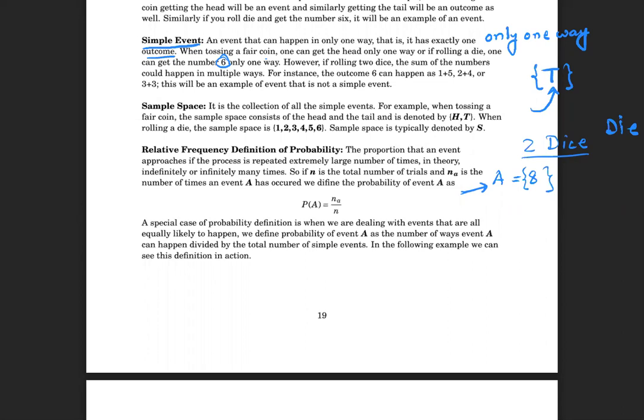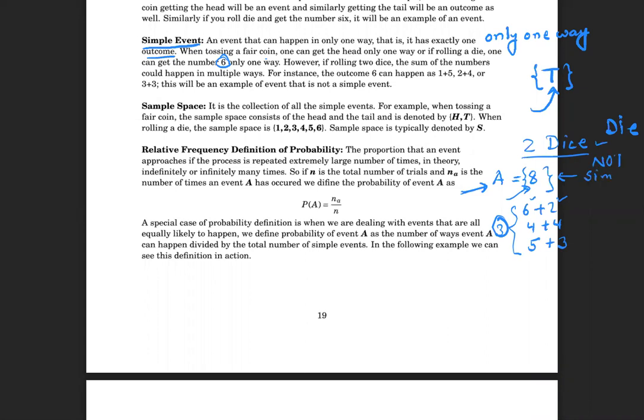8 could be 6 plus 2, right? You have two dice. One could be 6, another could be 2, or it could be 4 plus 4, or one could be 5, the other could be 3. Do you see? The same outcome, but it could happen in 3 different ways or more than one way. Therefore, we would describe this event as not simple.